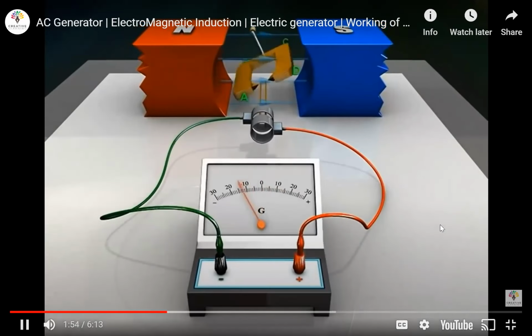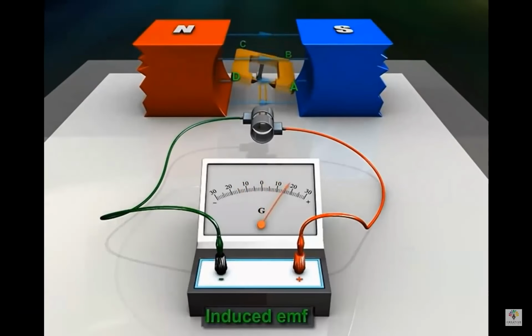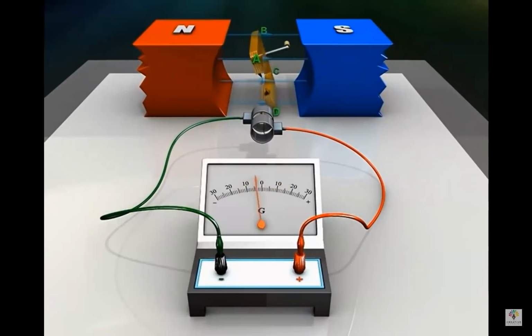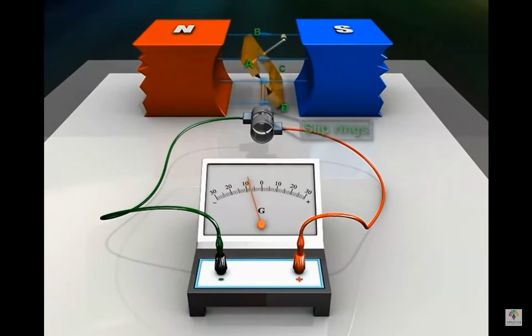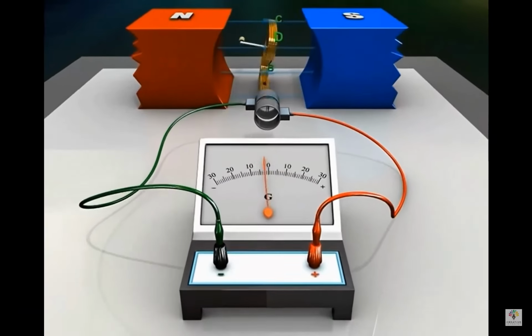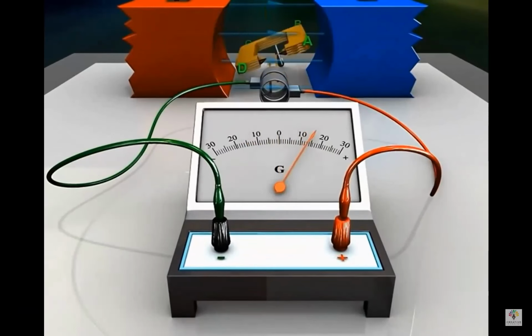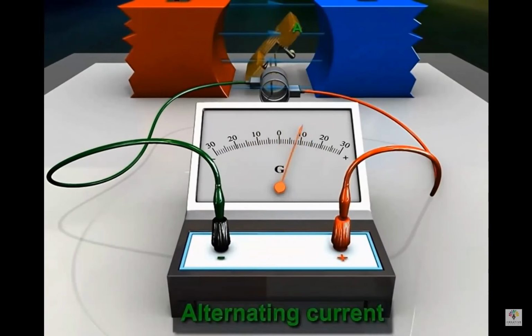An EMF is induced in the armature. This in turn produces an electric current through the armature and the galvanometer and through the slip rings and the brushes. Note that the galvanometer needle swings between the negative and positive values. This means that an alternating current is flowing through the galvanometer.